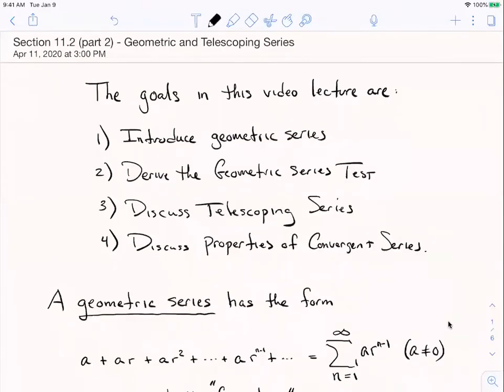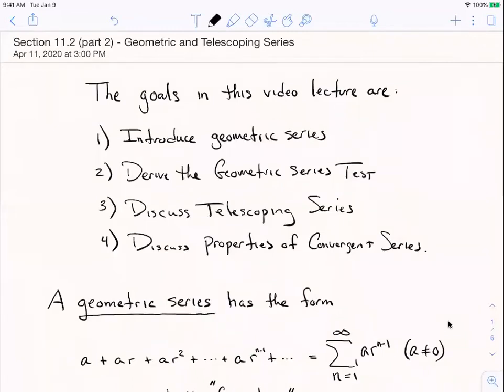In this video lecture, we're going to finish up the material in section 11.2 on infinite series. And in particular, I want to tell you about two kinds of series, geometric series and telescoping series. They're pretty much the only two kinds of series that when we know they converge, we'll be able to find their sums. Typically, we'll be able to say a series converges, but finding its sum exactly is kind of a different question. But for a geometric and telescoping series, we can find their sums.